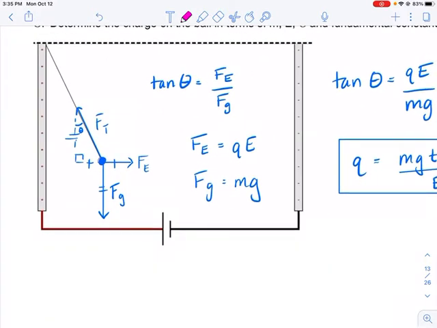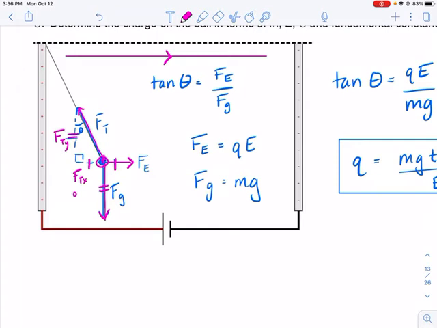Okay, so you can see here we've got these charged plates. So the electric field is to the right, and that tells me that this must be a positively charged object being pushed to the right. And you can see that the electric force is to the right. We also have a tension force and a force of gravity. Now, these forces sum to 0, which means that the electric force balances out Ftx, or the horizontal component of the tension, and the gravitational force balances out Fty.